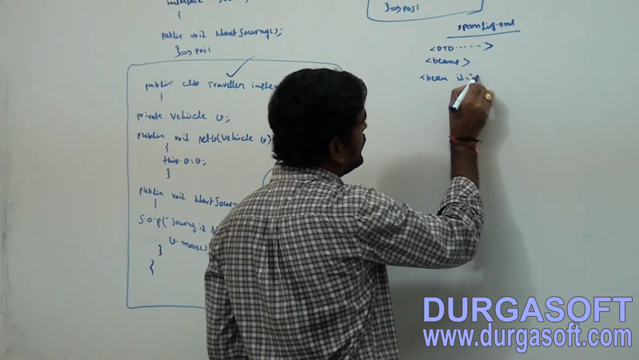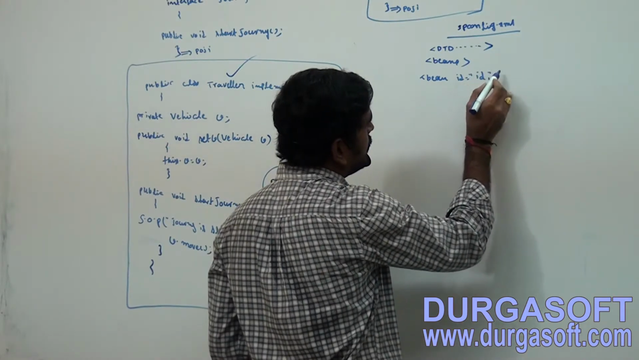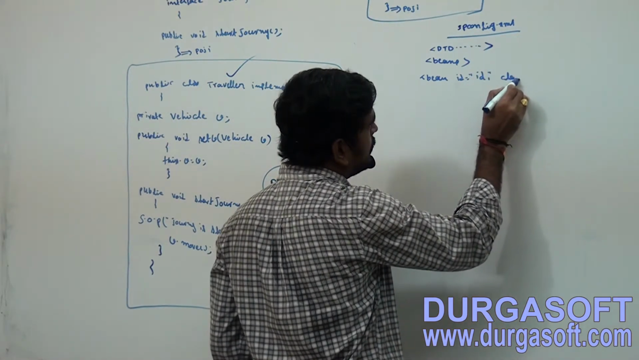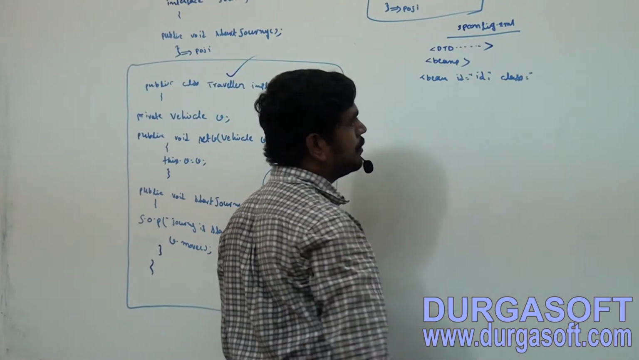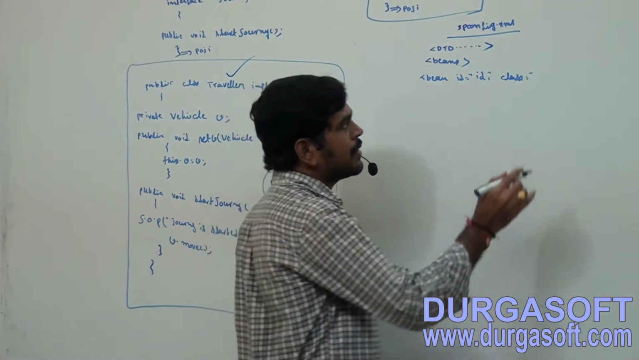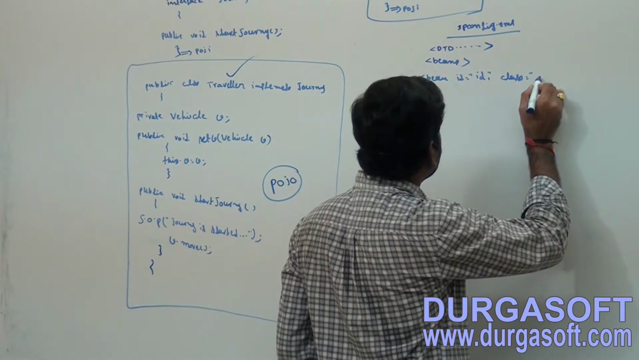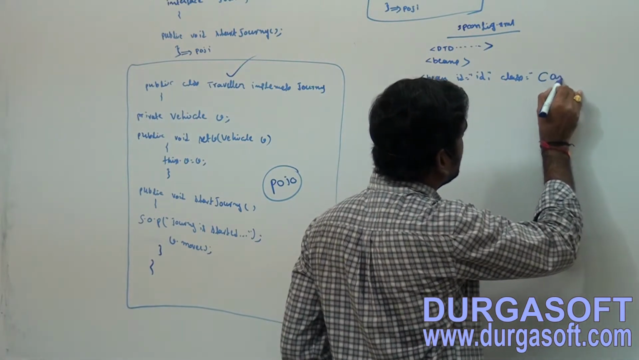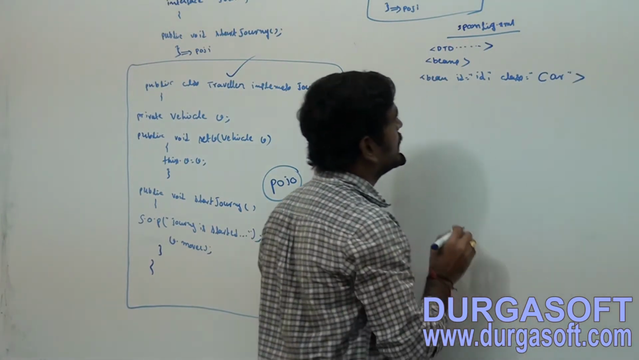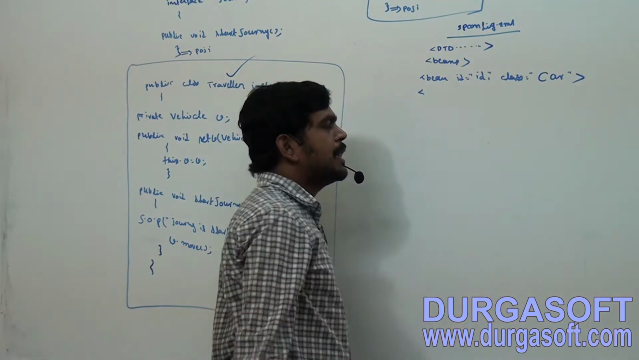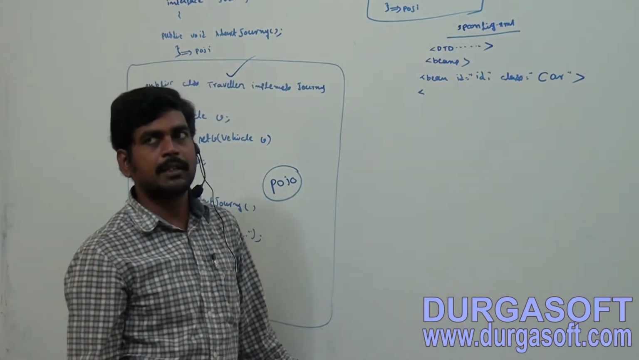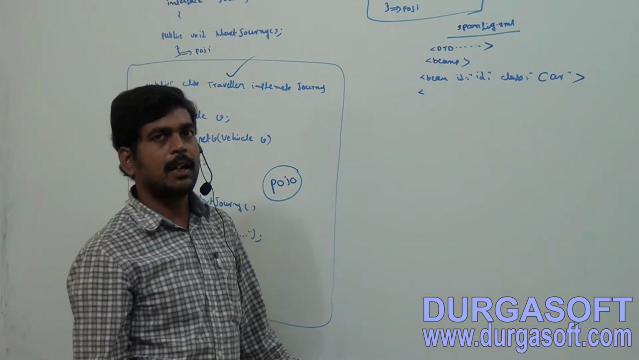Is equal to ID1. Class is equal to, what is the class? Car class. Then next after that, here we are following the setter injection.